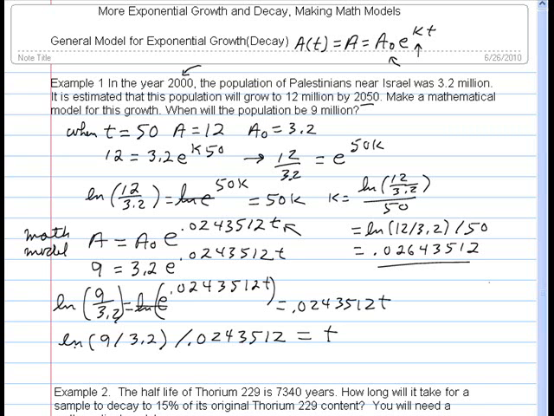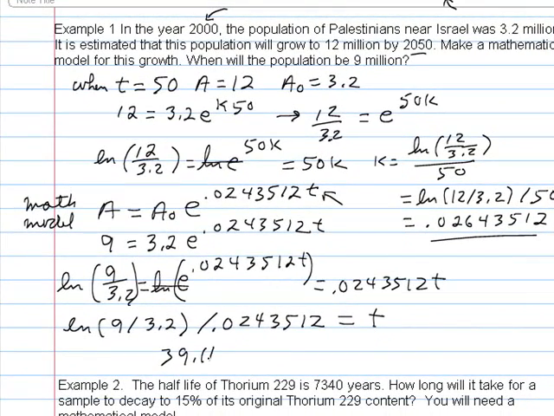And if you just put that in your calculator just like that and hit enter, what you end up with is T equals 39.11, which means it's going to take 39.11 years for that population to reach 9 million. Now, we started in the year 2000, so the year will be 2039. Let's go on to the second.